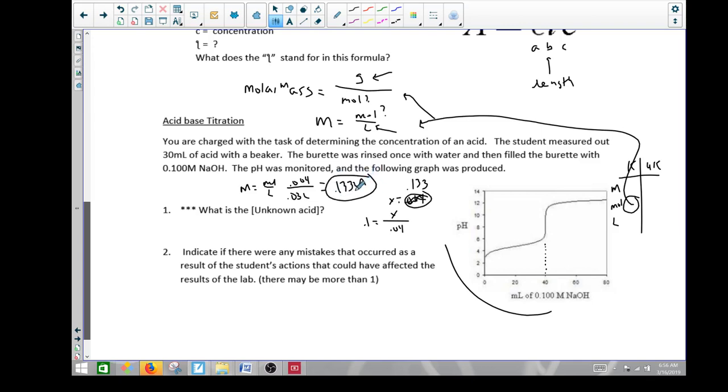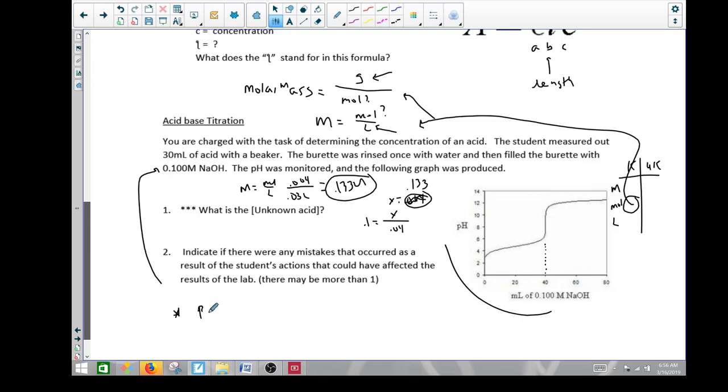Make sure you indicate your answer. Indicate if there were any mistakes that occurred as the result of the student's actions that could have affected the lab. Okay, so they described above here a few things, and I asked kids to just pick something. I think there could be a couple. The one I was most commonly looking for is that it says here they rinsed the burette with water, but they didn't rinse it with the 0.1 molar. So that is going to cause an effect. Inside the burette there'll be some more water. We want to rinse that.